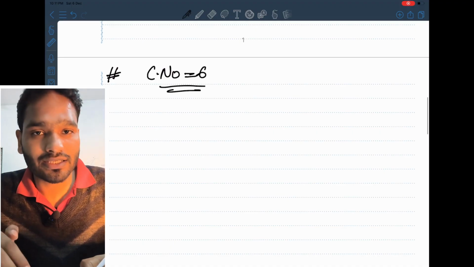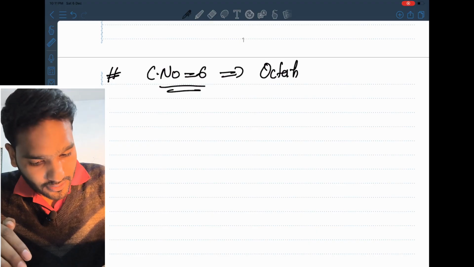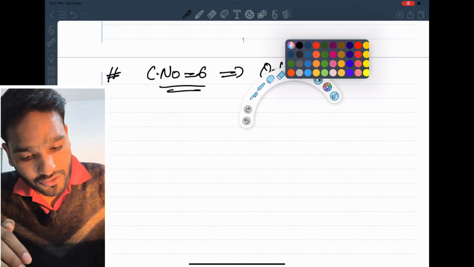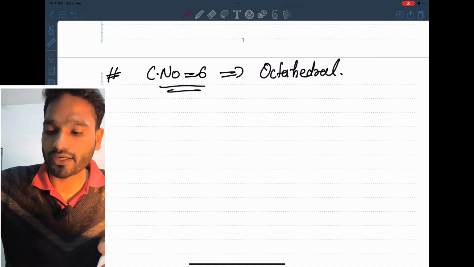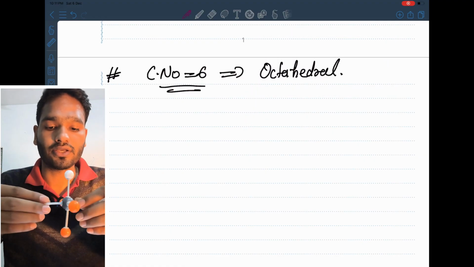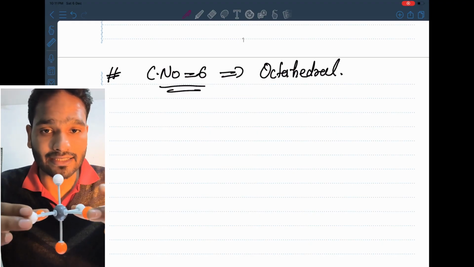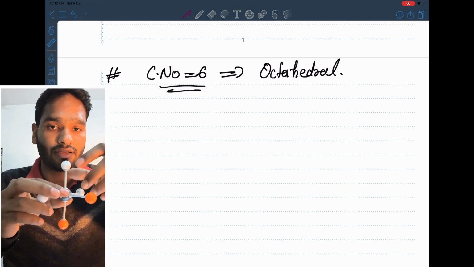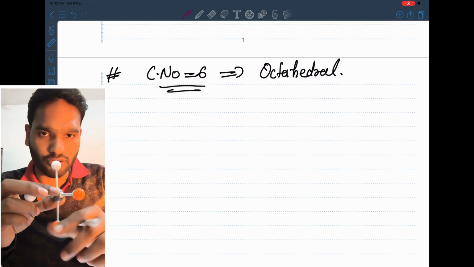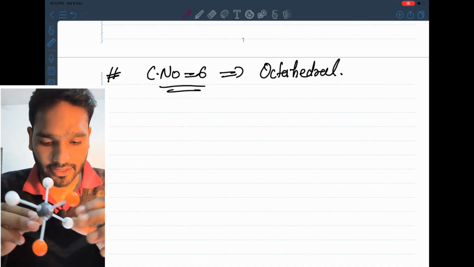Okay. The second type of complex has coordination number 6. If the coordination number is 6, the geometry that will be possible is octahedral. I will show you how octahedral looks. So octahedral is like this. In this case, you have 4 ligands in one plane, one ligand above the plane and another ligand below the plane. So this will be your octahedral geometry.